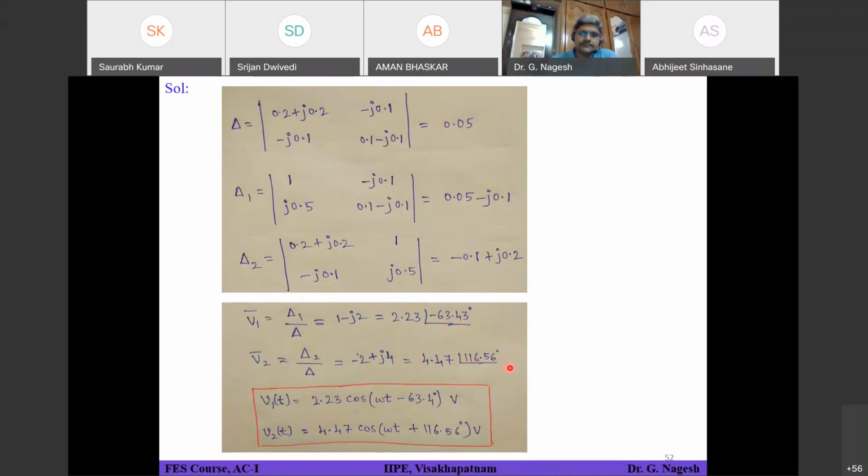This is how you have to proceed. We are solving everything in terms of phasor quantities, and at the end we are converting back into a time domain function. Now at any instant of time you can find out the voltage at different nodes in the circuit. That's how phasors are very helpful in analyzing your circuit.